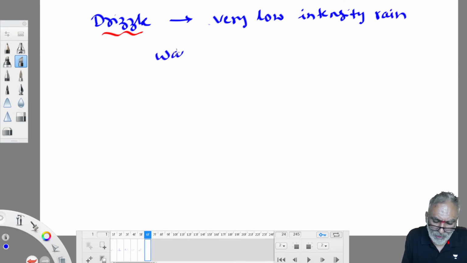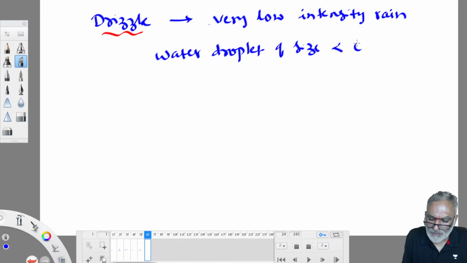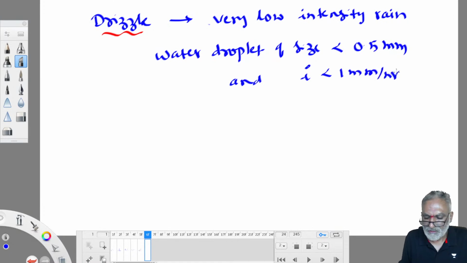So it is water droplet of size less than 0.5 mm and intensity less than 1 mm per hour. It is known as drizzle. So whenever it drizzles, it is for a long period, whereas heavy rains occur for a short period.